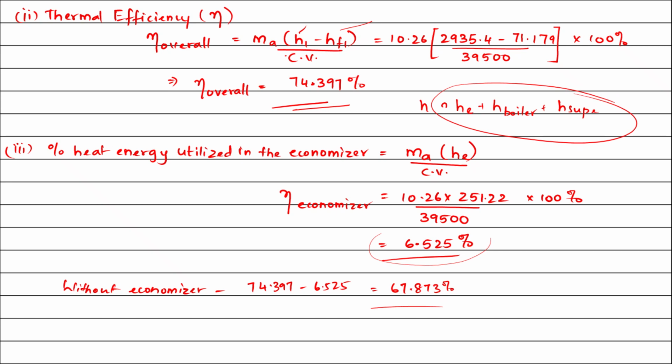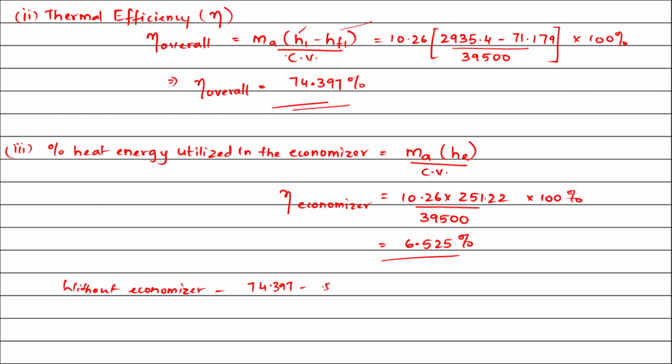Then we found the percentage of heat energy utilized in the economizer. For that we considered only the enthalpy added in the economizer, which was 251.22 kilojoule per kilogram, and I got the percentage of heat energy utilized in the economizer as 6.525 percentage. So with this we will conclude this problem.